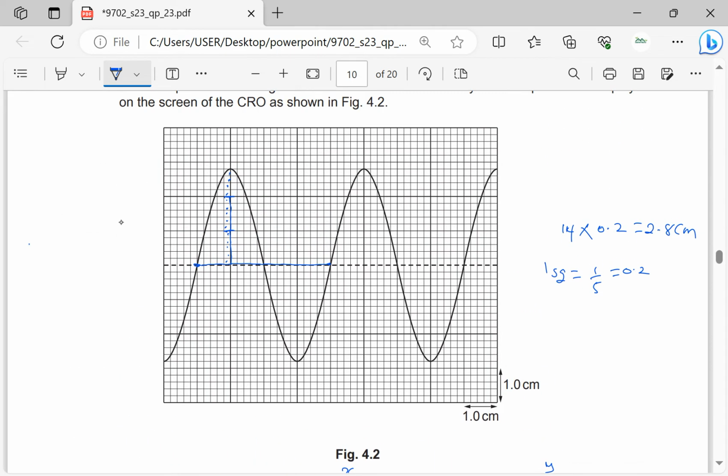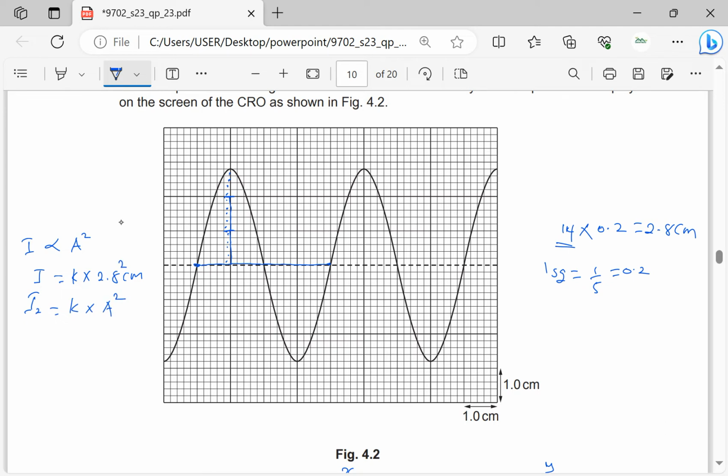Intensity is directly proportional to amplitude squared. We know that. So for the first one, let's say the intensity I is equal to a constant times the amplitude squared, where the amplitude was 2.8 centimeters, represented by 14 small squares. Then for the second one, the intensity I is equal to a constant times the amplitude which we want to find. Remember, this was squared.